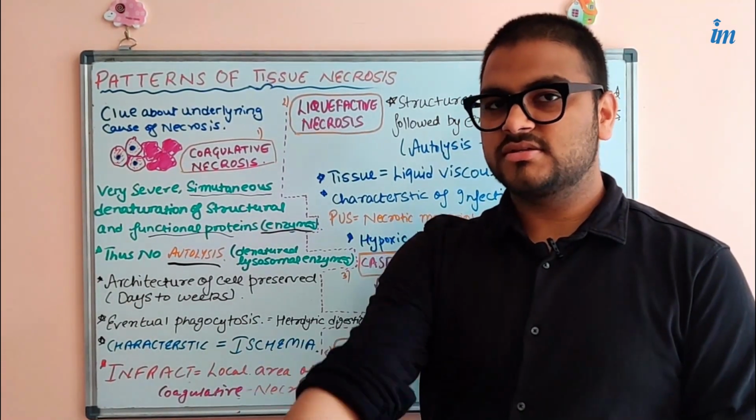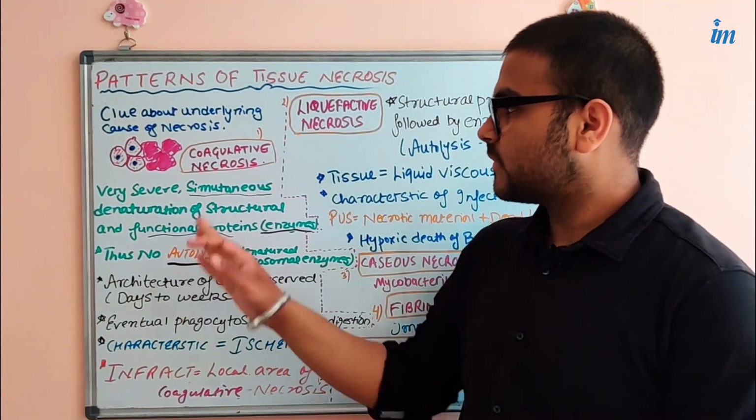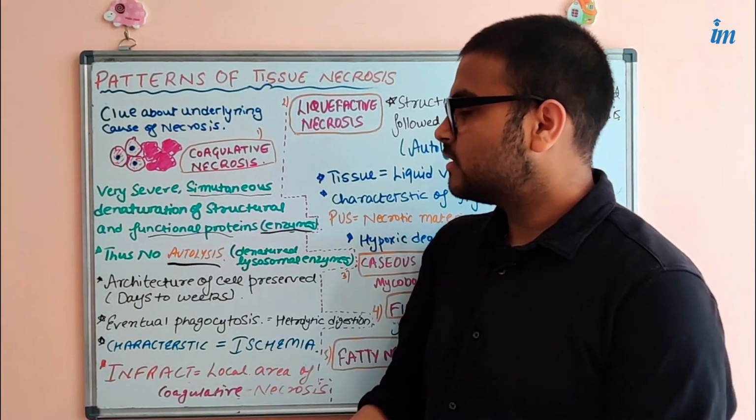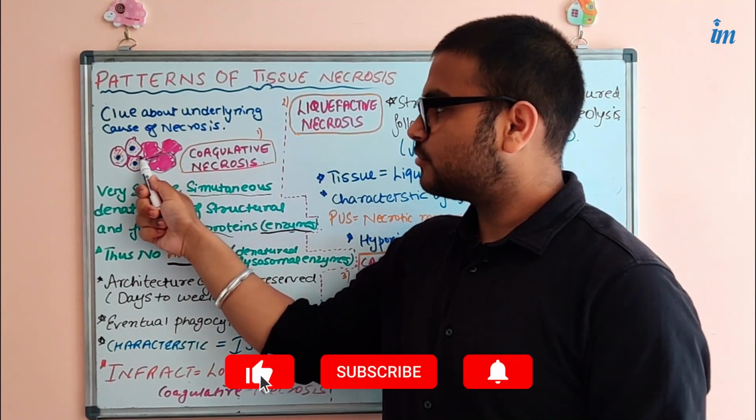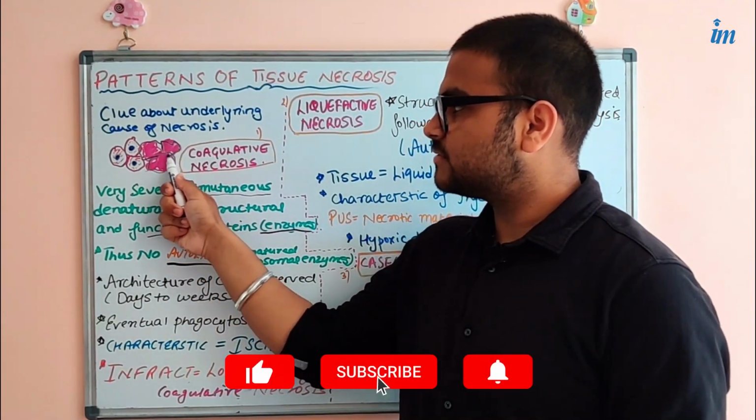So what you will see in coagulative necrosis is that these are the cells that have undergone coagulative necrosis.